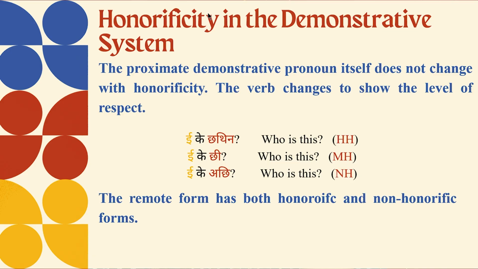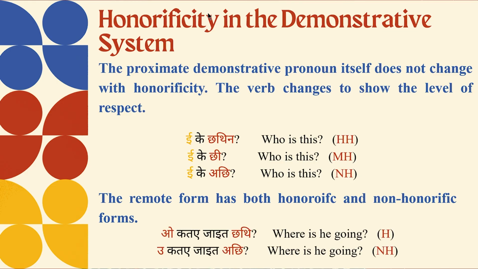But the remote form has both honorific and non-honorific forms. So let's look at those. So O kate jait chati. So where is he going? So this is used for honorific. This you will use when you are referring to someone whom you honor or respect very much. But U kate jait chhe or U kate jaitach, this we will use when the referent is not anyone particularly respectful. They can be our friends or family members, our juniors.